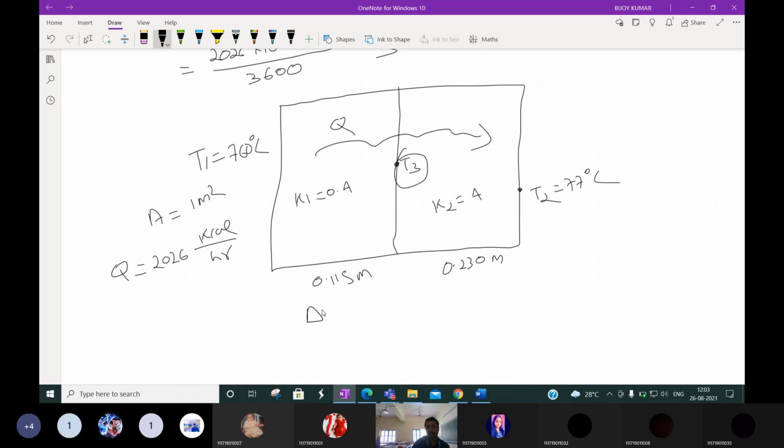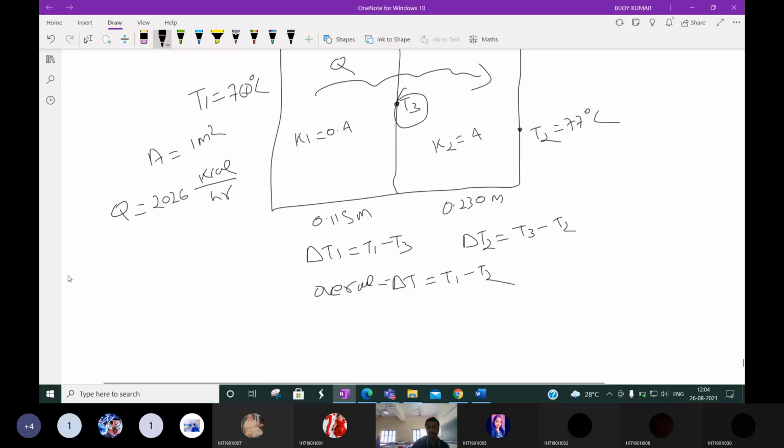Then delta T1 is what? It is the temperature difference in the first wall. How much will it be? T1 minus T3. Delta T2 is what? It is T3 minus T2. What is delta T? Delta T means overall. Overall is what? T1 minus T2.